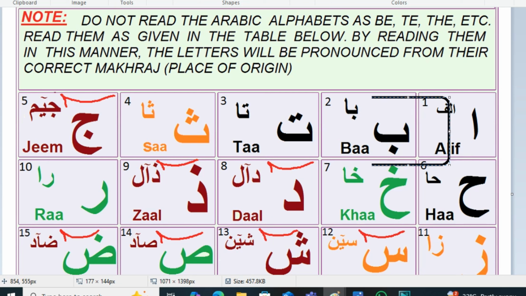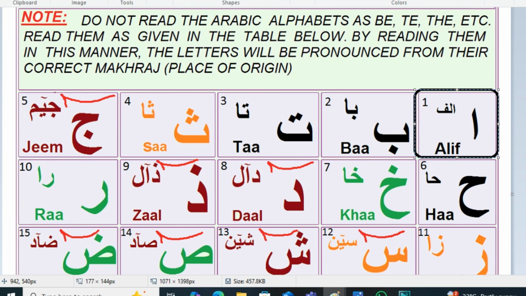Okay, simple. Next, this is the Ba. What is this? The Ba shape looks like a bowl with one dot down. When you see that shape, which has one dot down and looks like a bowl, it will be Ba. Ba spelling is B-A-A. Ba will be long for 2 seconds.